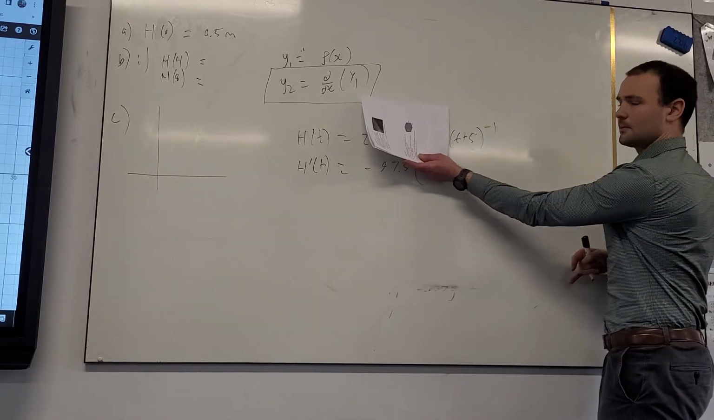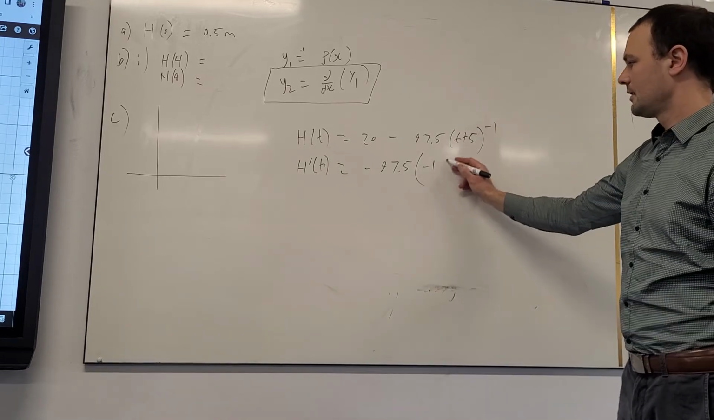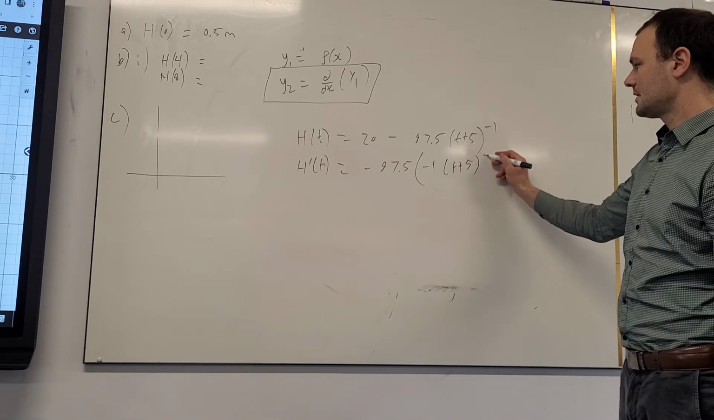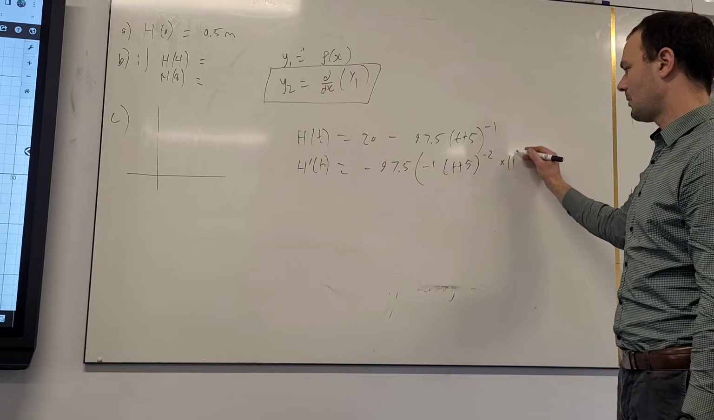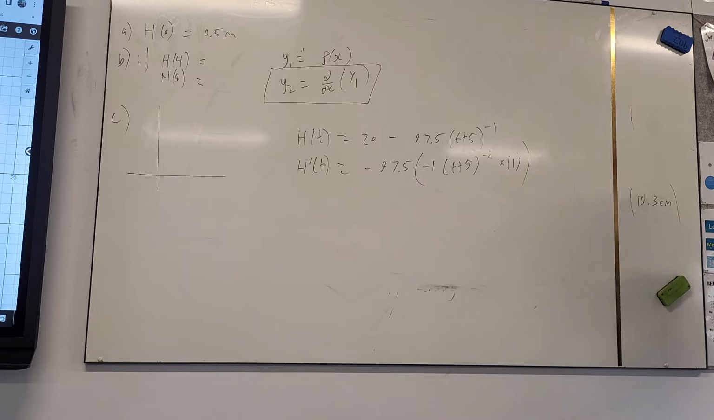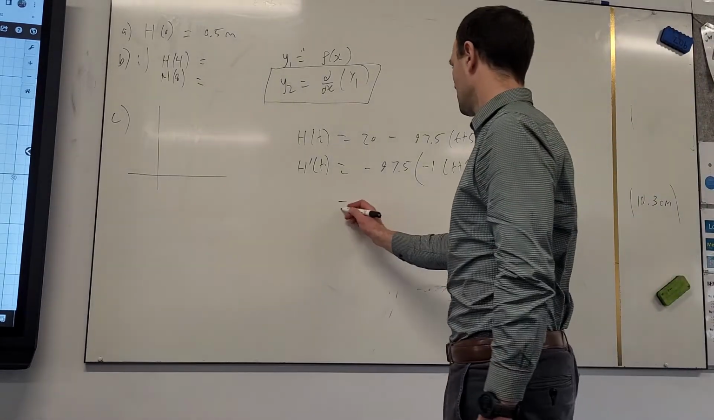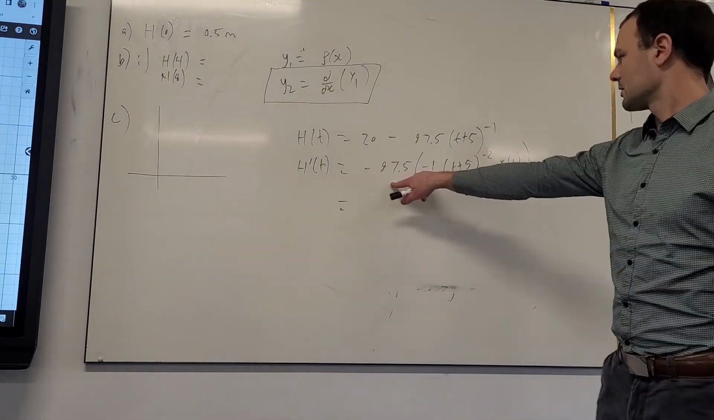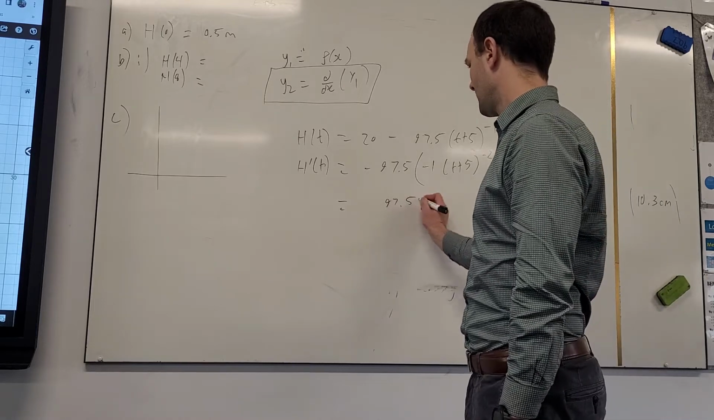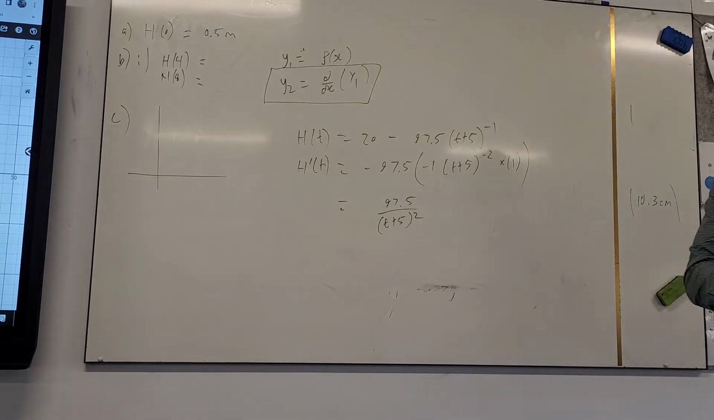So we've got t plus 5 to the minus 1. That's just going to be chain rule. It's going to be n f of x, n take 1, and then multiplied by f dash of x. That's the derivative of the inside, which is 1. Alright, chain rule there, n f of x, n take 1. And so then what does this simplify to? Well, we've got these two negatives, so it's going to be positive 97.5 on top of t plus 5 squared at the bottom. That's the derivative function, that's h dash of t.